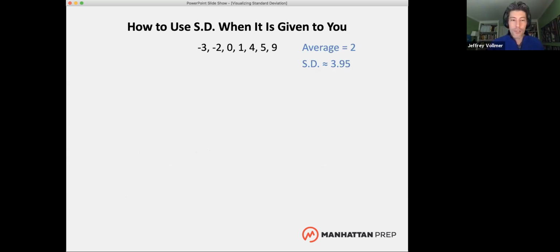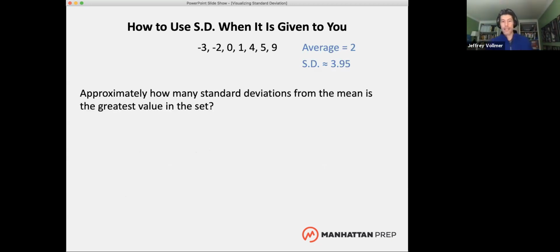Cool, let's try another question. All right, so again, we're given the average, we're given the standard deviation. How many standard deviations from the mean is the greatest value in the set? This is another type of question they could ask you with this given information. I'm interested in knowing some of your approximations. Let me know in chat.